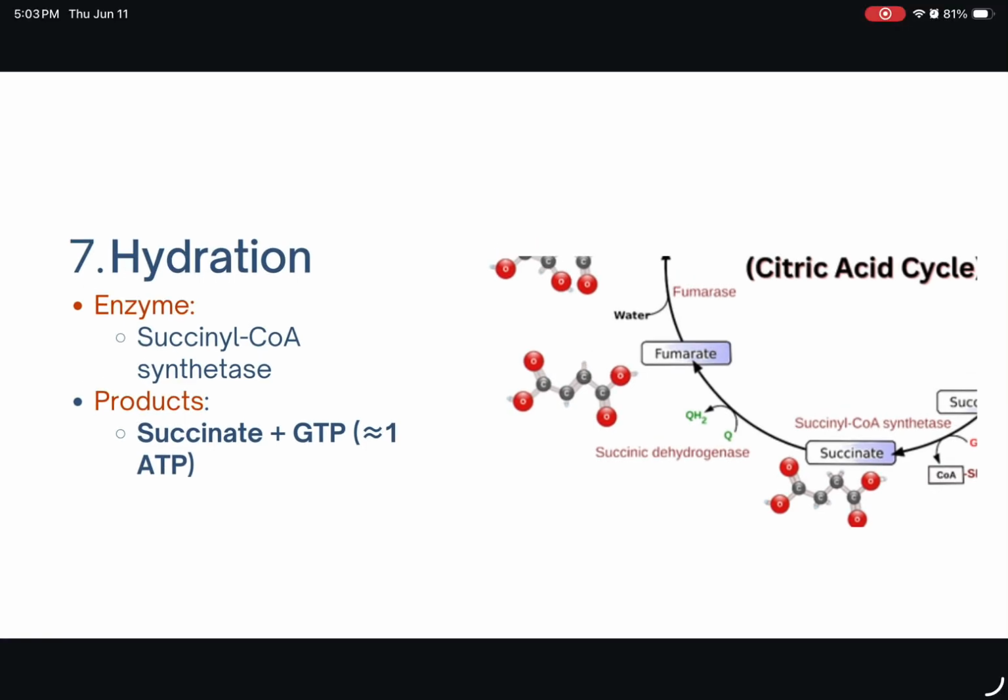For step 7, now we complete the cycle so it can repeat again. Fumarate adds 1 molecule of water with the help of the enzyme fumarase and transforms into malate. This is just a structural adjustment to prepare for the final step.